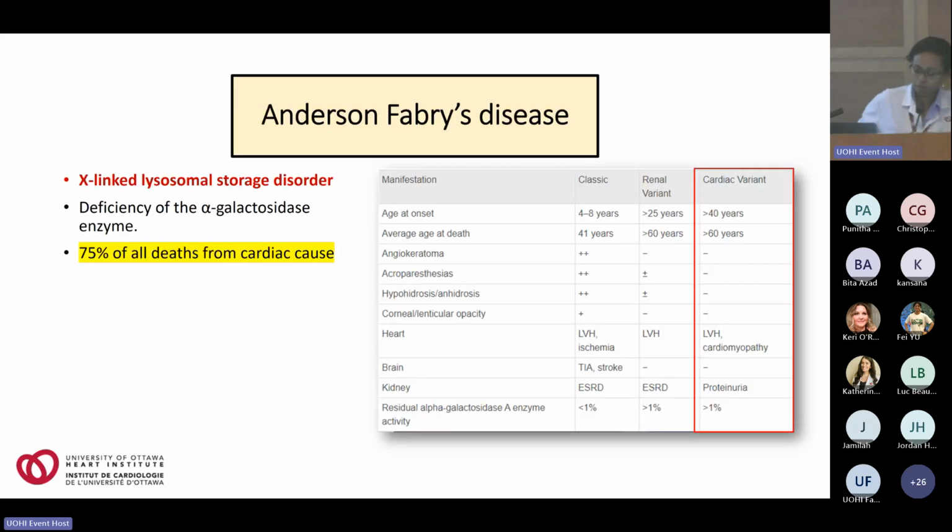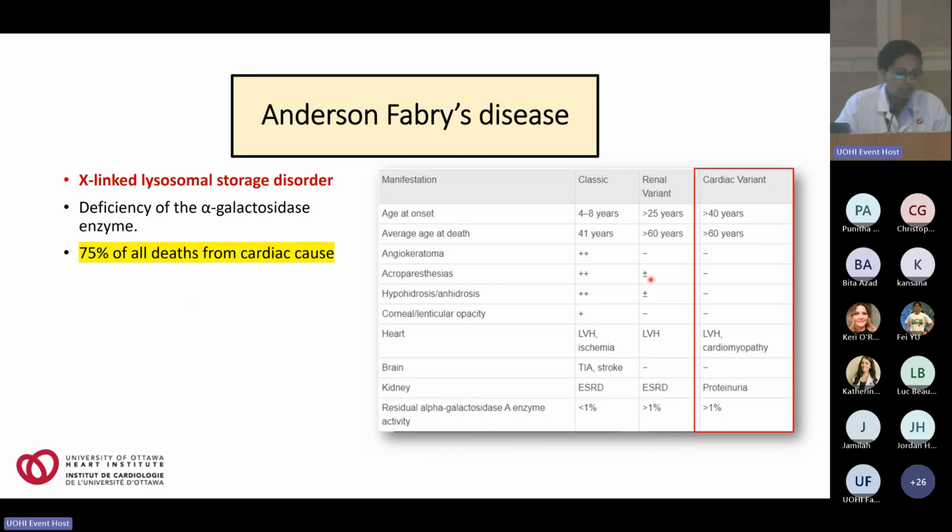So Andersen-Fabry is an X-linked lysosomal storage disease. It's caused by deficiency of the alpha-galactosidase enzyme, leading to absence or decreased activity of the enzyme. And that results in the deposition of the glycosphingolipids in the cells of different organs, including the heart, and cardiac involvement is the main cause of death in these patients.